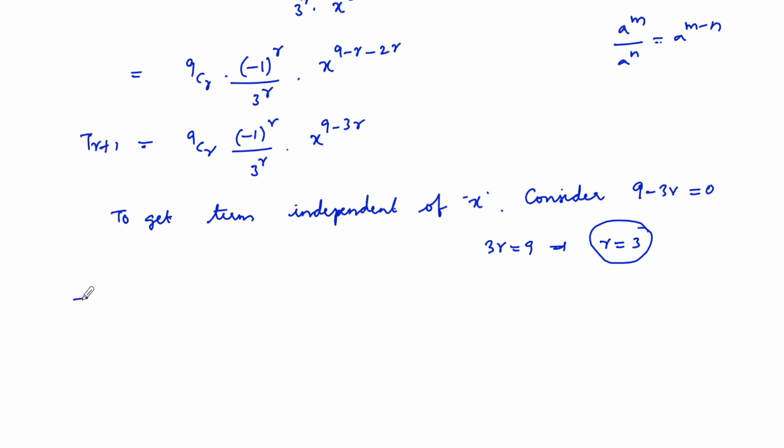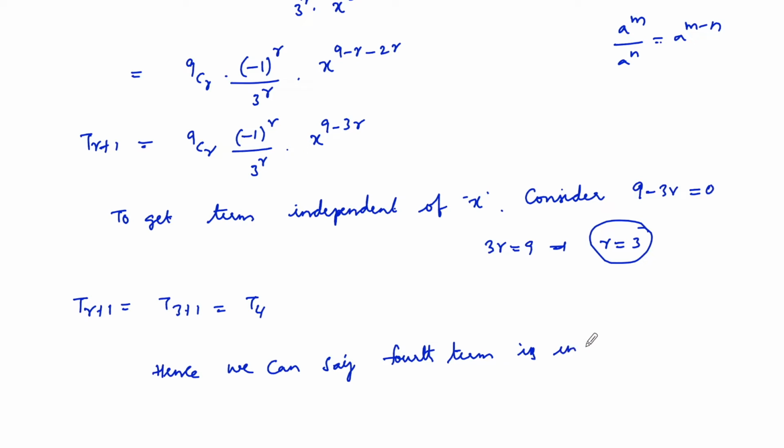So if r is equal to 3, then T(r+1) is equal to T(3+1), that is T4. Hence we can say that the fourth term is independent of x in the given expansion.